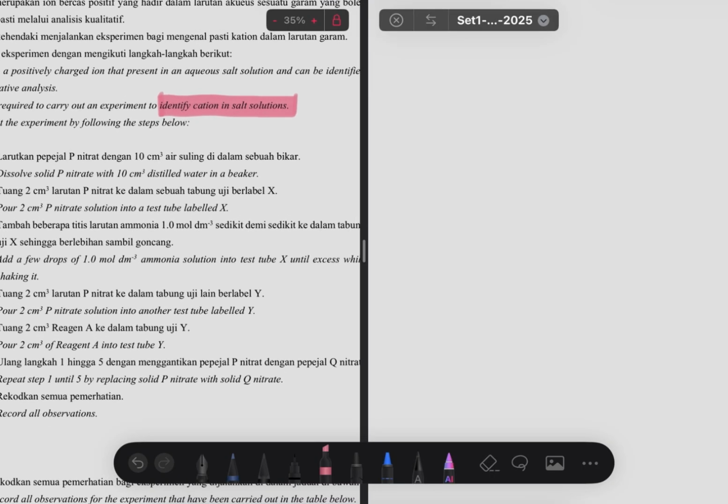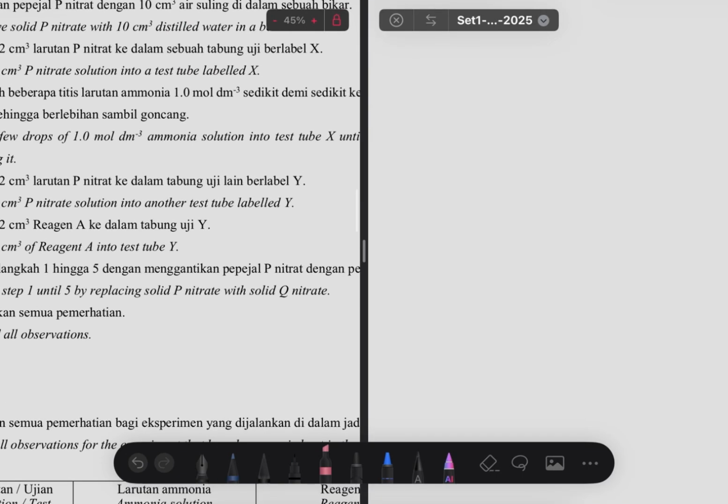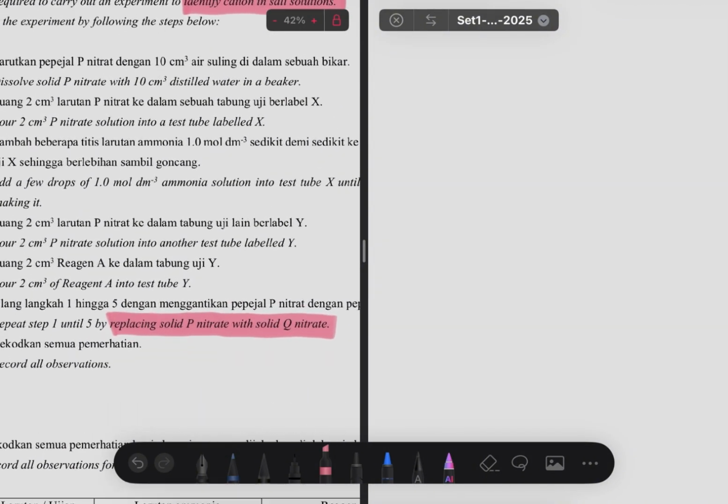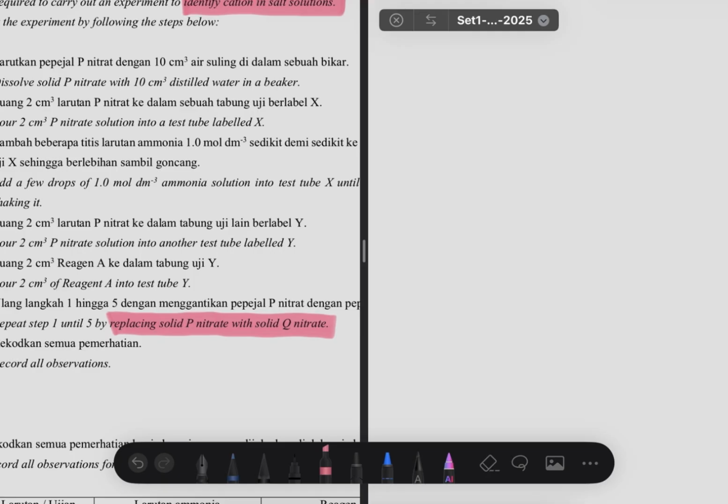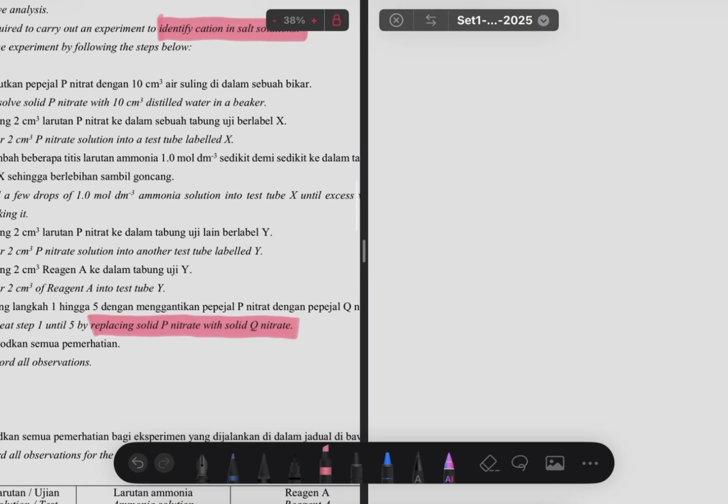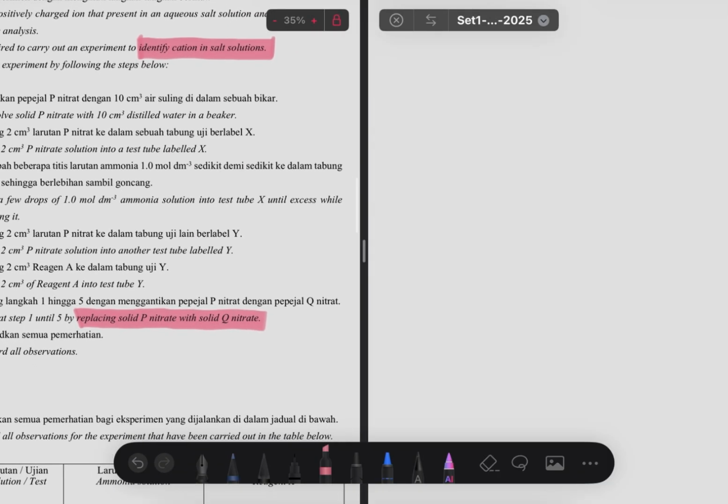So the first step is to dissolve solid P nitrate with 10 cm³ distilled water in a beaker. So we can know that the P will be the manipulated variable because at the end it says repeat steps 1 until 5 by replacing solid P nitrate with solid Q nitrate. So next step is pour 2 cm³ P nitrate solution into a test tube labeled X. Add a few drops of 1.0 mol dm⁻³ ammonia solution to test tube X until excess, while shaking it.